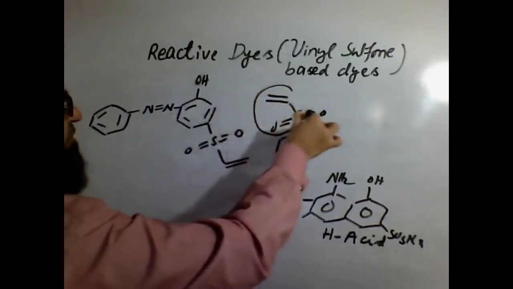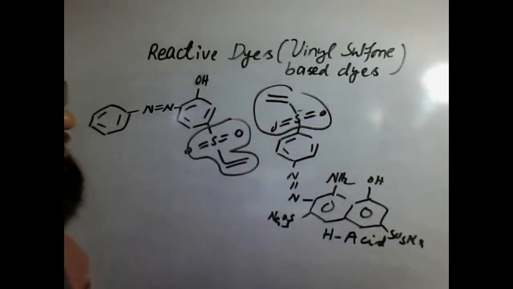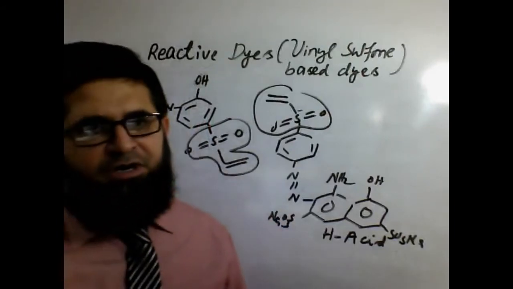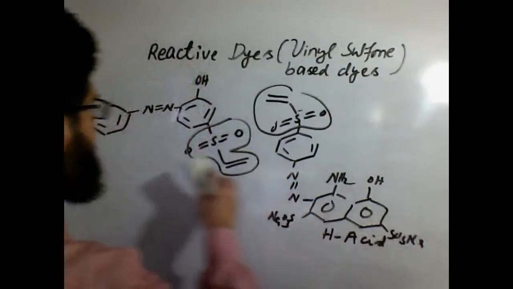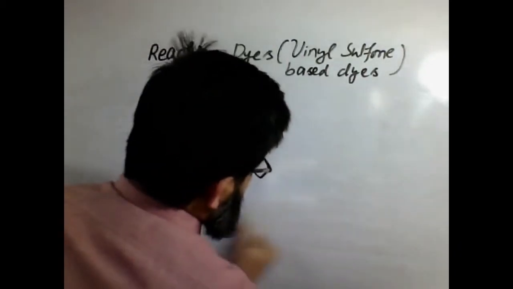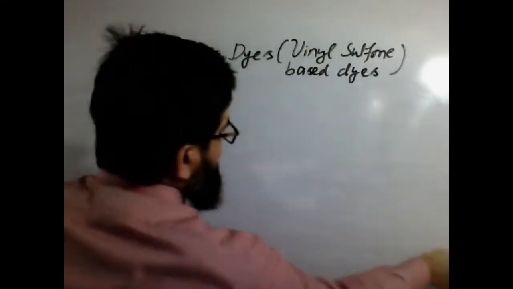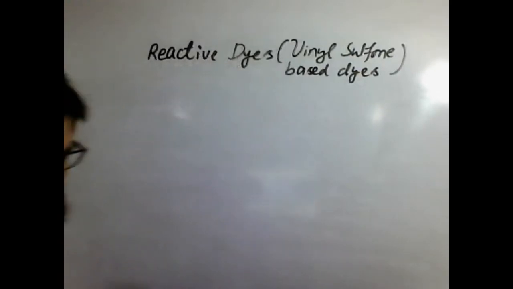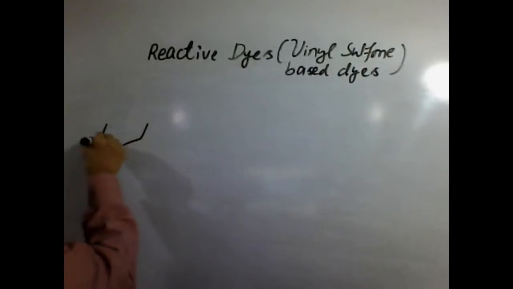We need to have a vinylic part along with a sulfone group, the vinyl sulfone part. As soon as they are present, whatever the rest of the structure of the dye is, that dye is supposed to be called a vinyl sulfone reactive dye. These are the two examples I've just given you, on a lighter side, to know about the vinyl sulfone based dyes, and these two dyes belong to the azo class. The dyes could be non-azo as well.